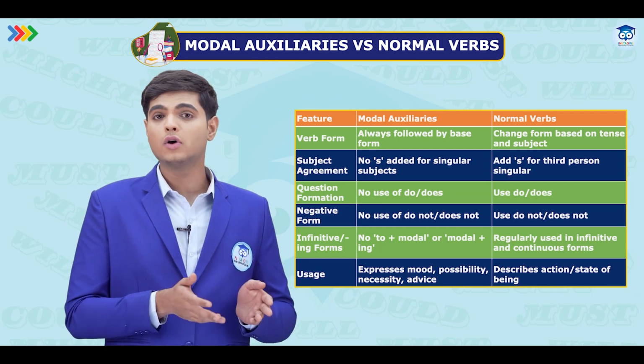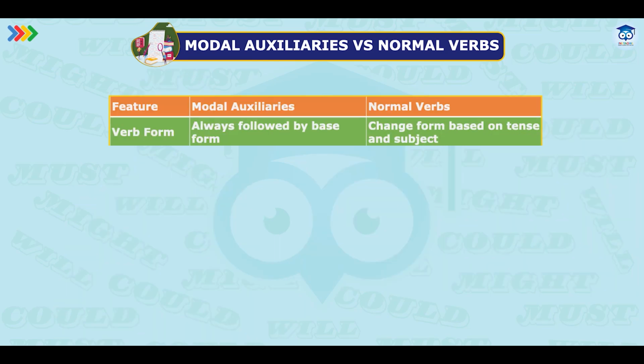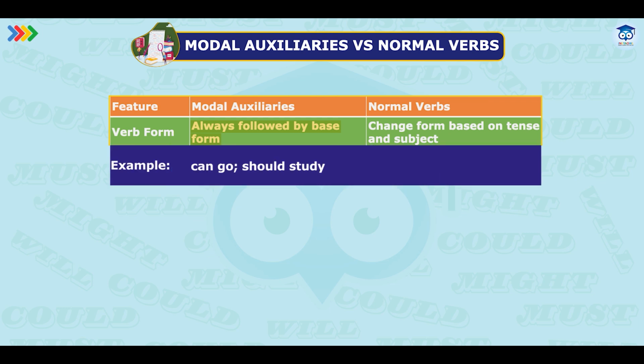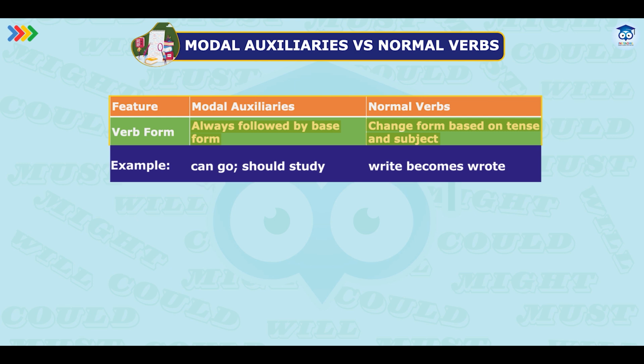Starting with how the verbs appear in a sentence. Modal auxiliaries are always followed by the base form of the verb. That means after a modal like can or should, the main verb stays in its original form, like go or study. In comparison, normal verbs change form based on tense and subject. For example, go becomes went, write becomes wrote, and so on.